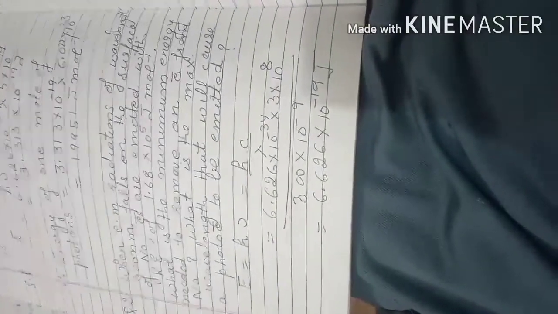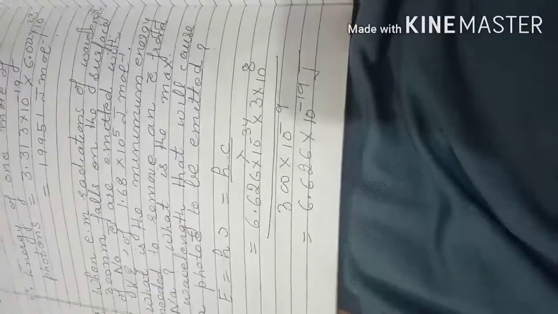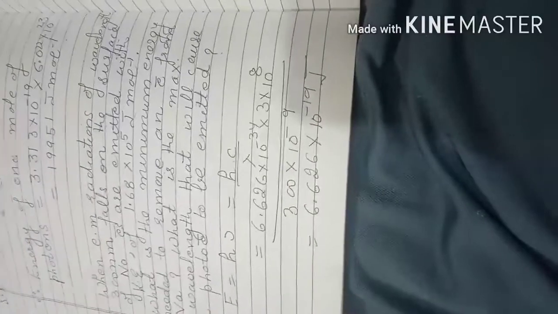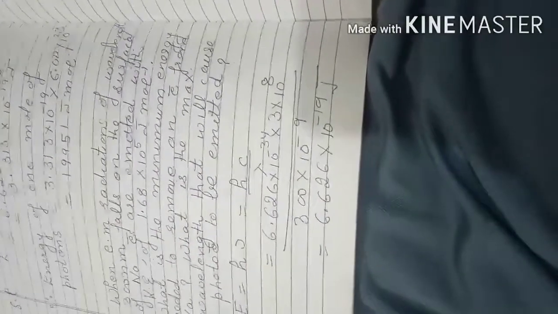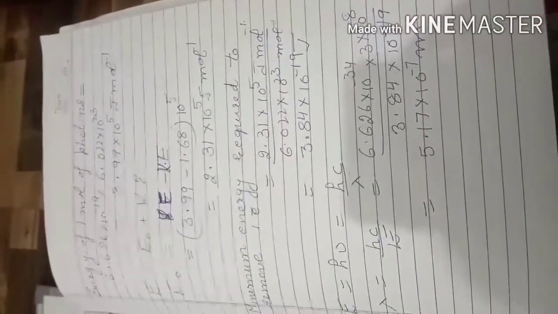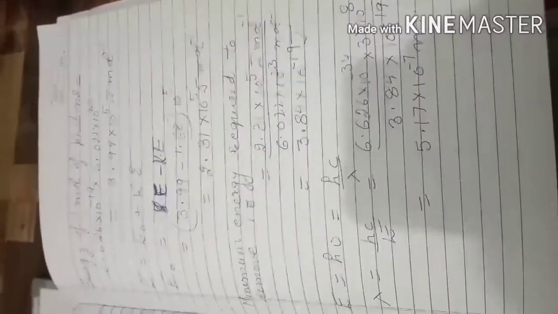So students, first we will find the energy of the photon. So E equals h nu, and nu, we know, is c over lambda. So E equals h c over lambda. On substituting the values, you will get 6.626 into 10 raised to power minus 19 joule. So students, the energy of one photon is this. So for 1 mole of photons, you have to multiply it by Avogadro number, and you will get 3.99 into 10 raised to power 5 joule per mole.